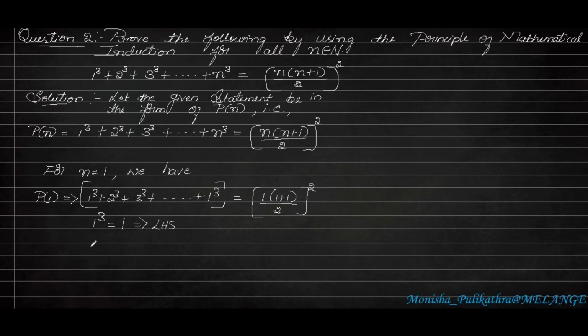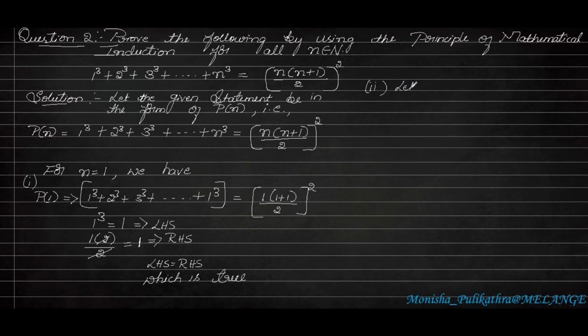In the RHS part, it is 1 into 1 plus 1 is 2, divided by 2. So 2 ones are 2, and 1 remains. So this will be the RHS. So when we substitute n is equal to 1, LHS is equal to RHS, so we write it as which is true. So the first step is over. Next we have to move on to the part which says p of k.